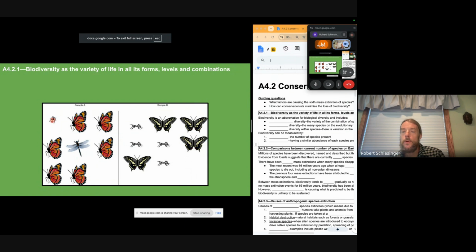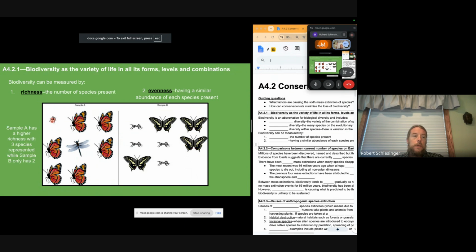And so what we want really is a balance of evenness and richness. But when it really comes down to it, we need evenness. We need to have organisms that are able to actually reproduce with another organism. Richness is the number of species present, and evenness is having similar numbers from one organism to the next. And I think we covered that sample A has a higher richness, but sample B has a higher evenness.